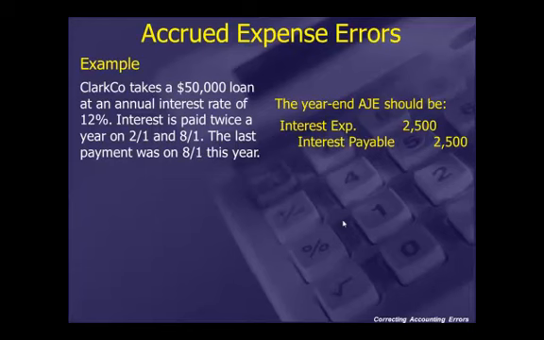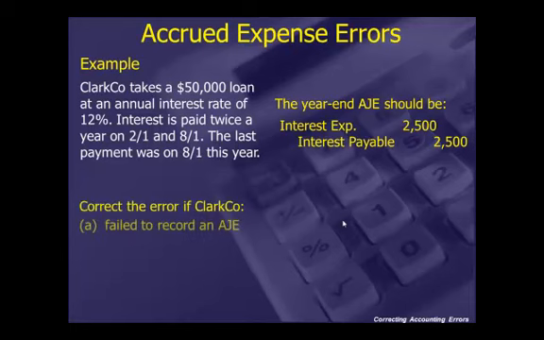Why? Because August 1st, we're looking at from August through December 31st: August, September, October, November, December. We're talking about 5 months. And 50,000 times 12% times 1/12 is actually $500 interest per month. So 500 times 5 is 2,500. So this is what it should have been.